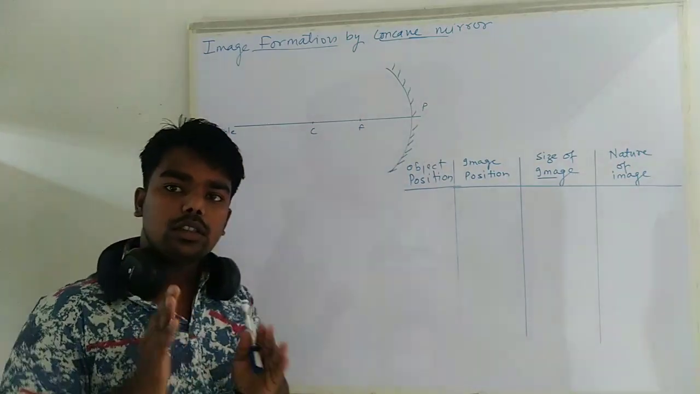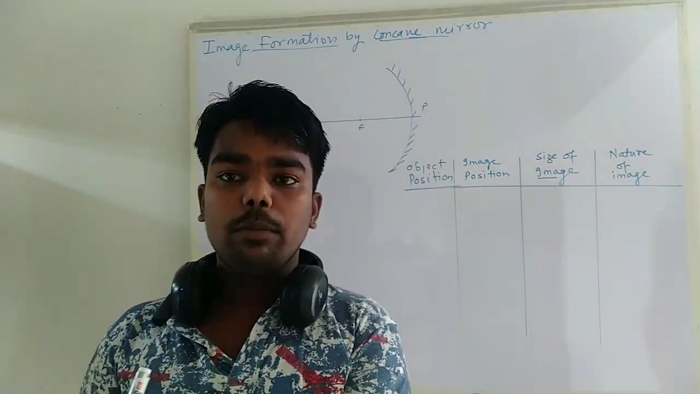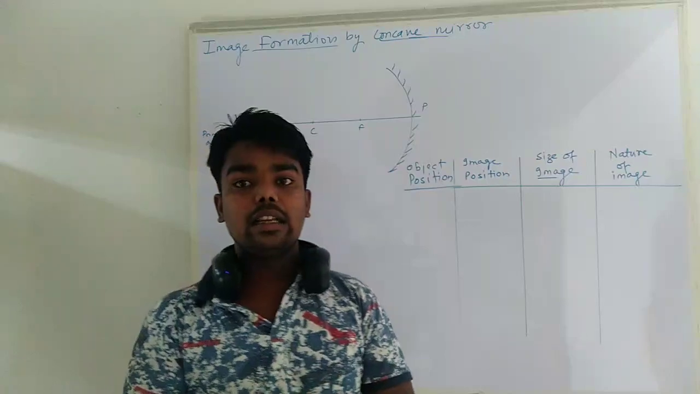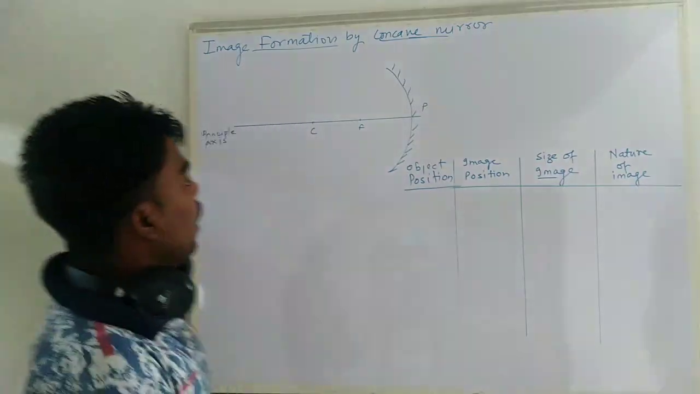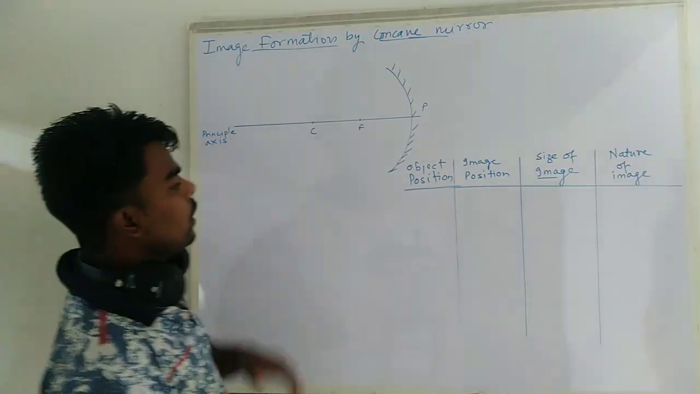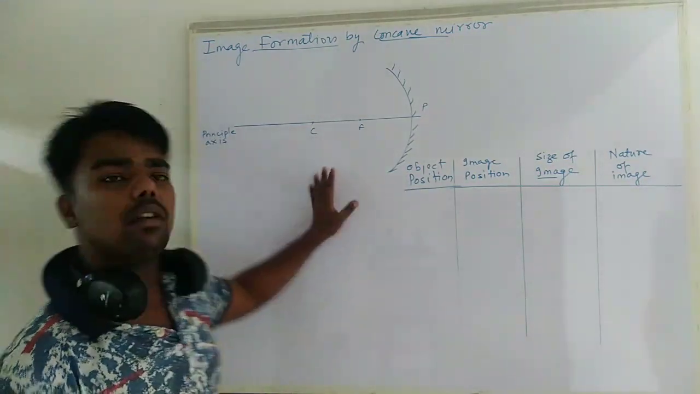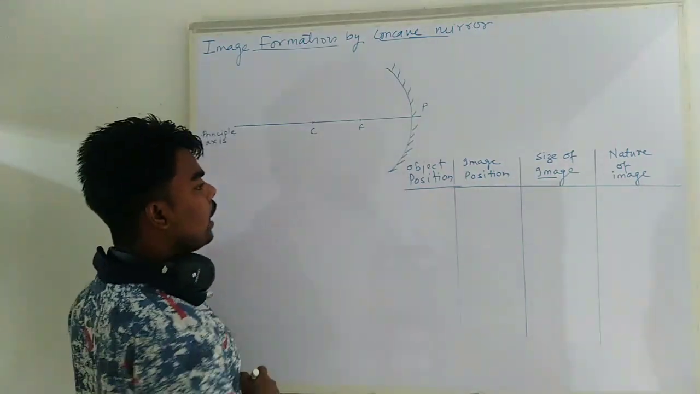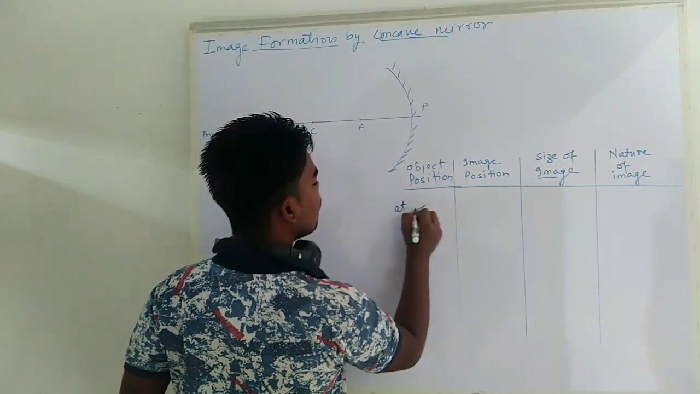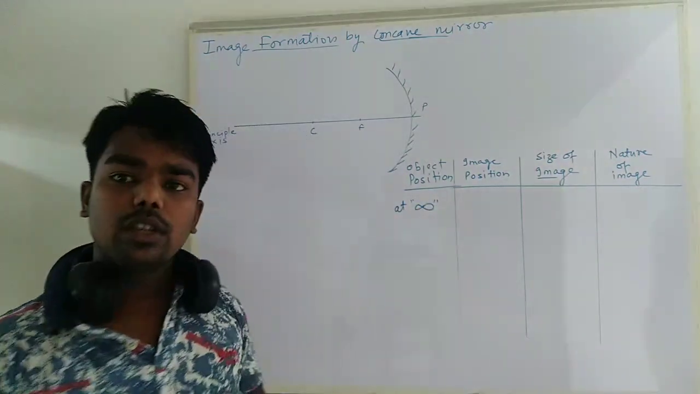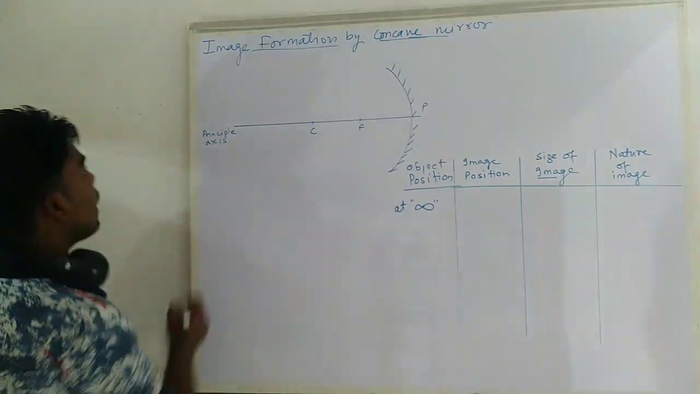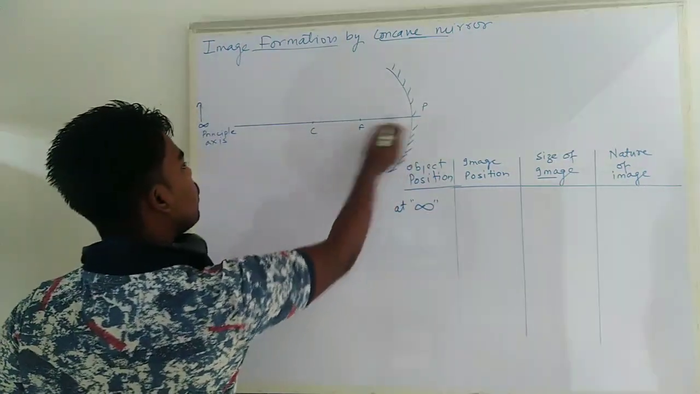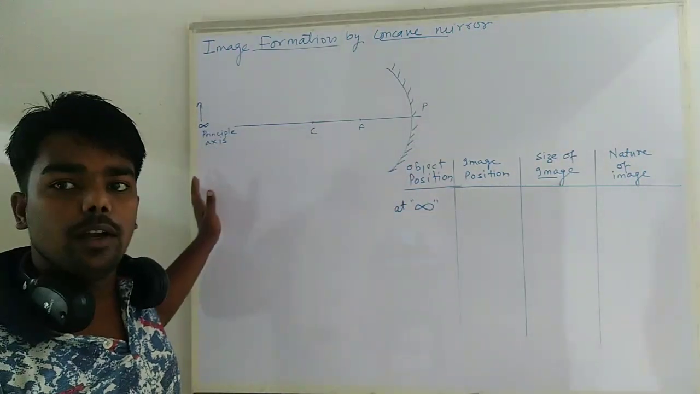So we have 6 different positions where the object can be placed, and for those 6 different positions we will obtain the position of the image, and we will also get the nature of the image. Starting from the very first, our very first condition is that the object can be at infinity. So the very first condition we will take is an object at infinity, which means it is kept very far away, at infinity from the pole.